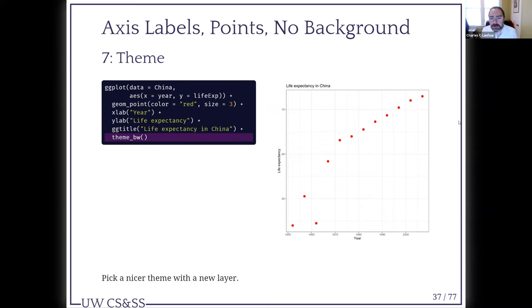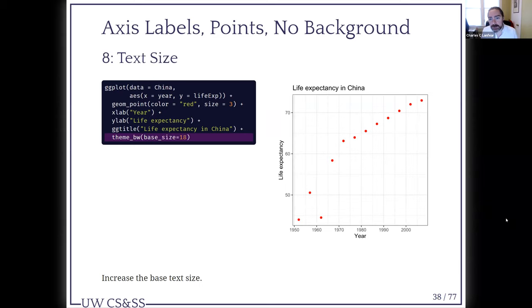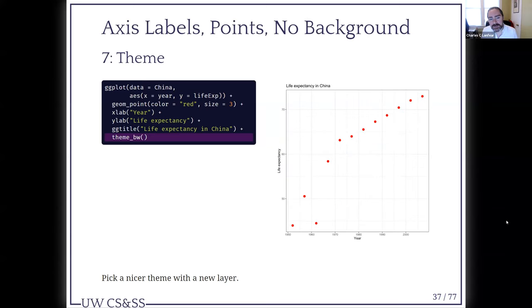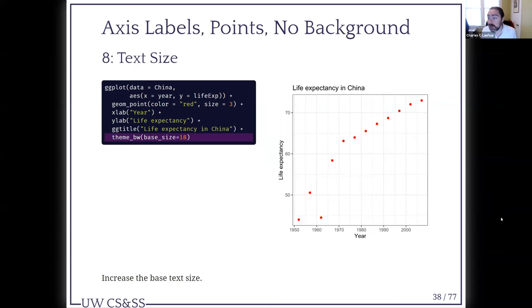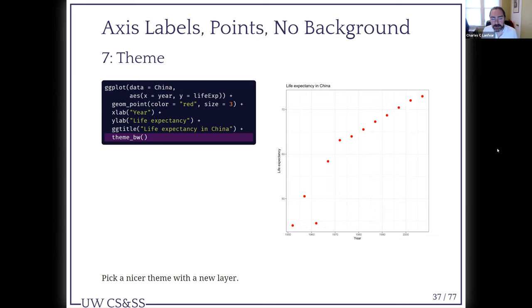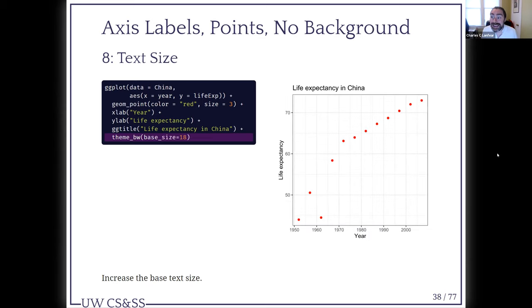Okay. Now, another thing about this though, my text is a little bit small here. I could add into my theme layer base size equals 18, and it's going to up the font size for all of the text on the plot. So base size, you'll notice, increases every piece of text size in a uniform proportional way. This title stays larger than the rest of the text, but it gets bigger. The axis marks get bigger. These labels get bigger. So base size is a way to scale all of the text in the plot around the margins and stuff.